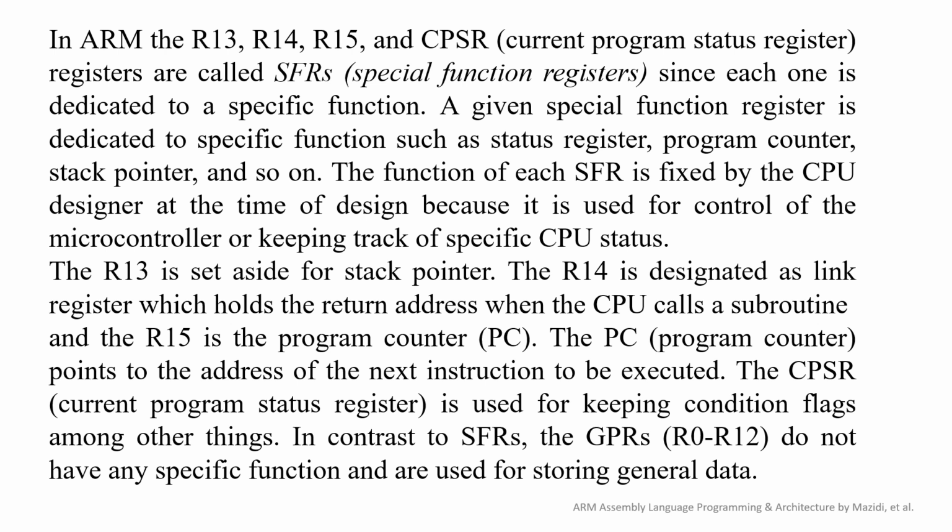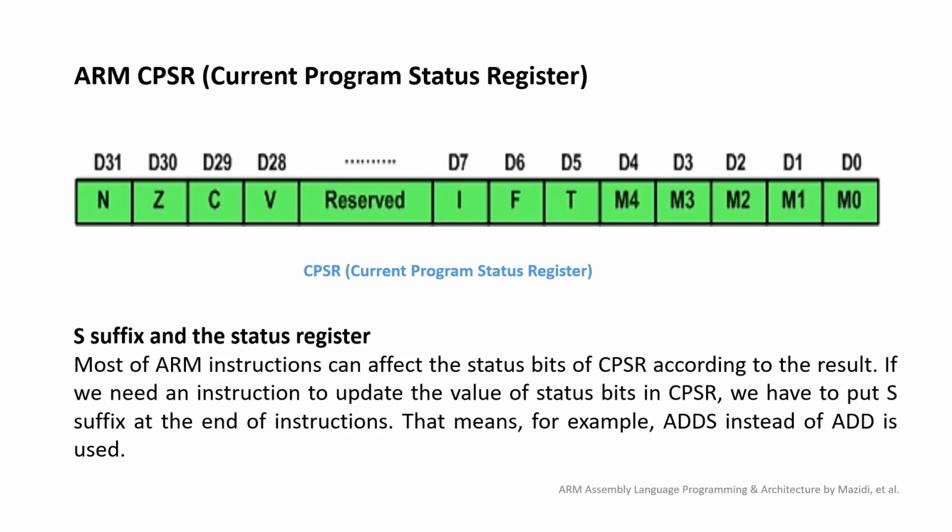The program counter points to the address of the next instruction to be executed. The CPSR is used for keeping condition flags, among other things. In contrast to SFRs, the GPRs, or general purpose registers, do not have a specific function and are used for storing general data. Okay, let's see again.